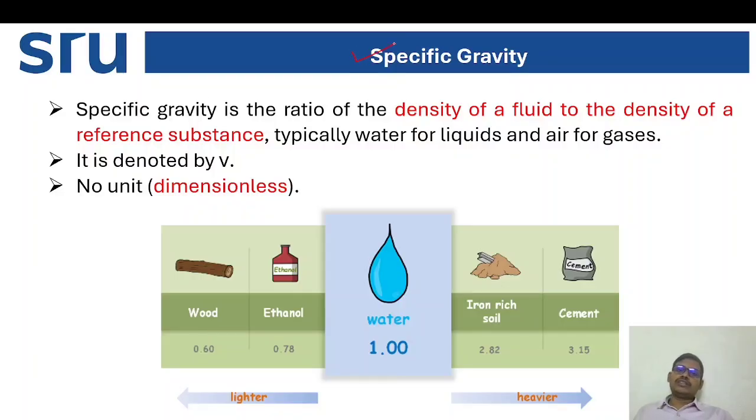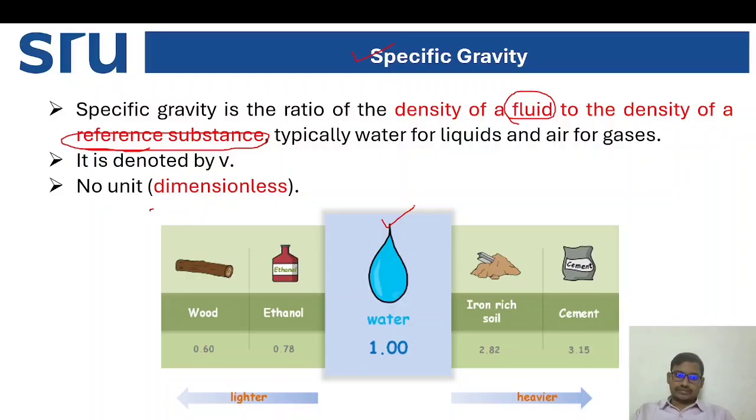Another basic fundamental property is called specific gravity. Specific gravity is the ratio of the density of a fluid to the density of a reference substance, typically water for liquids and air for gases. It has no units, it is dimensionless. That means it is the density of the fluid to the density of a reference substance, typically water for liquids and air for gases. Now you see the reference.